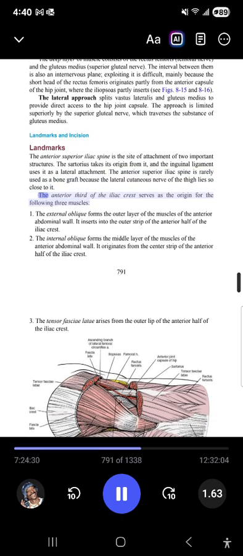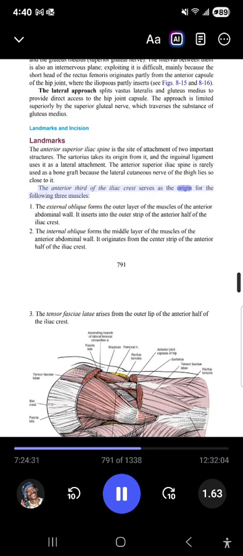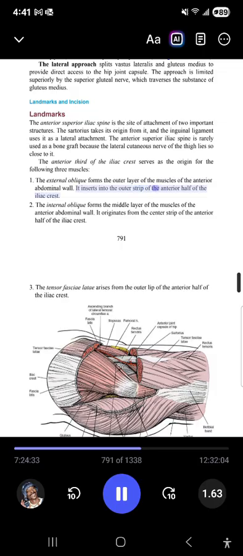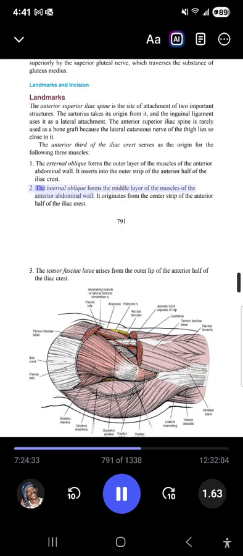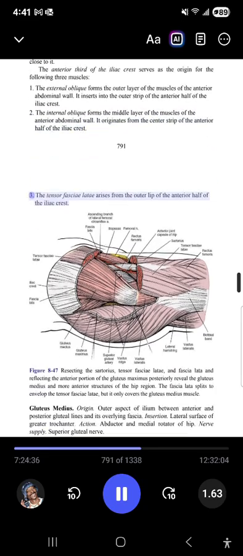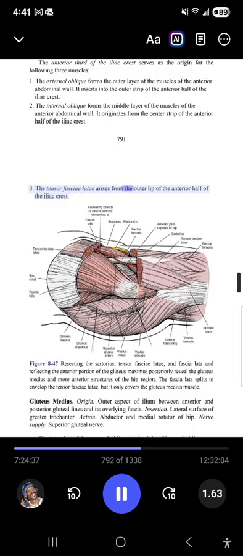The anterior third of the iliac crest serves as the origin for the following three muscles. 1. The external oblique forms the outer layer of the muscles of the anterior abdominal wall. It inserts into the outer strip of the anterior half of the iliac crest. 2. The internal oblique forms the middle layer of the muscles of the anterior abdominal wall. It originates from the center strip of the anterior half of the iliac crest. 3. The tensor fasciae latae arises from the outer lip of the anterior half of the iliac crest.